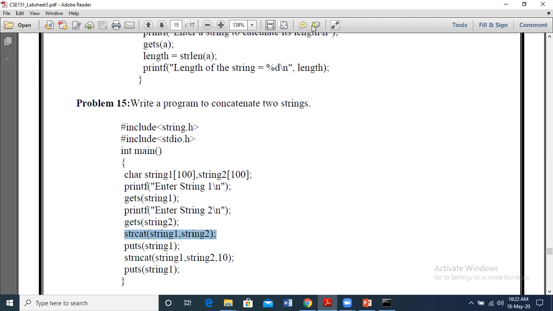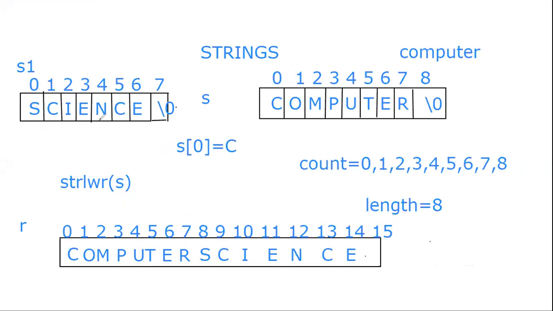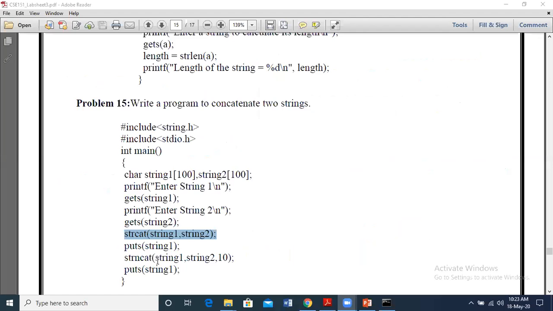If we consider computer as string 1, right? And science is string 2. So the entire science is added at the end of string 1. So we will get string 1 itself as computer science. So that is in string 1, right? So that is the first part in this program, strcat. In the same program, because output is in string 1, we will print string 1, right?